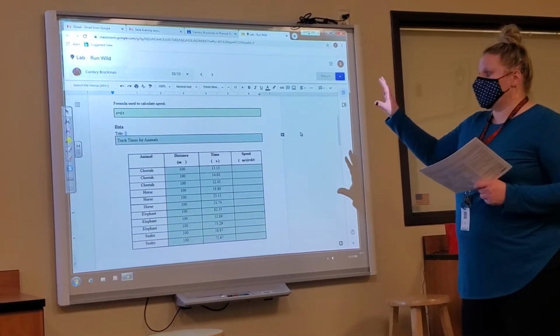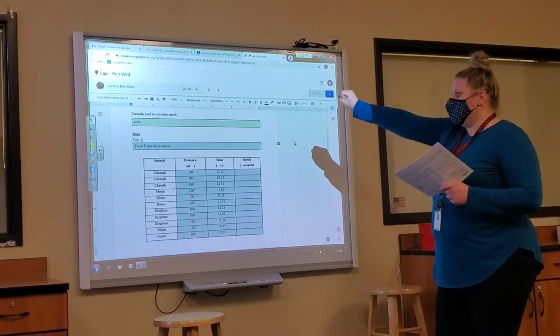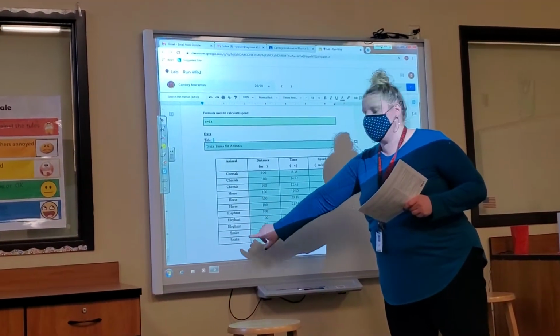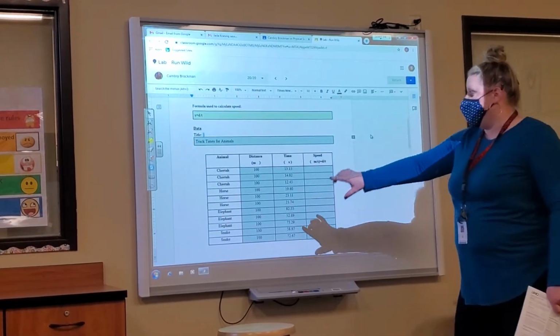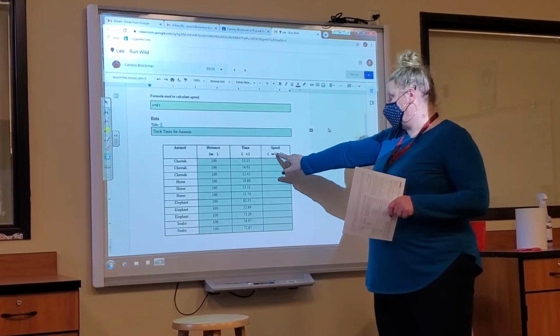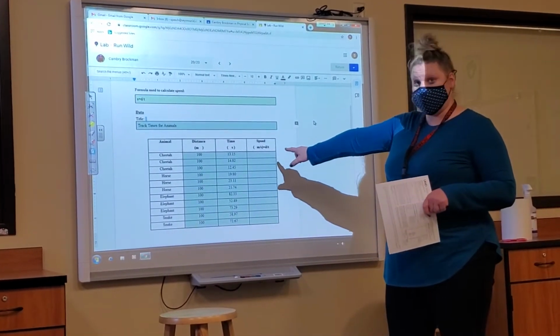Okay, so this is what we had worked on in our lab today. We have the cheetahs, the horses, the elephants, and then the snakes. Now we need to finish out with our equation. So what we have, the meters over seconds equals the distance over time, correct?